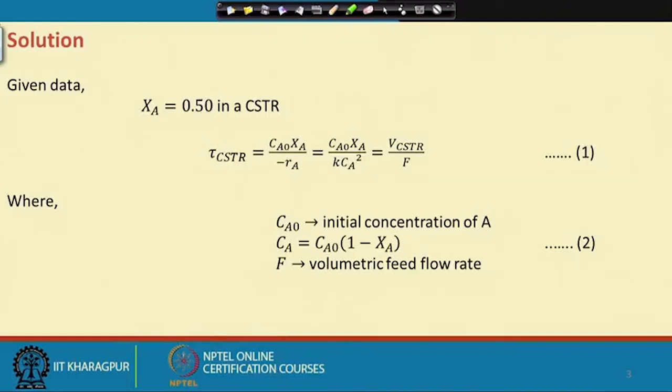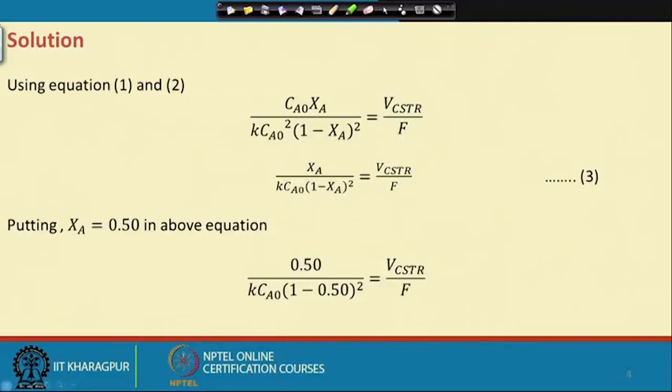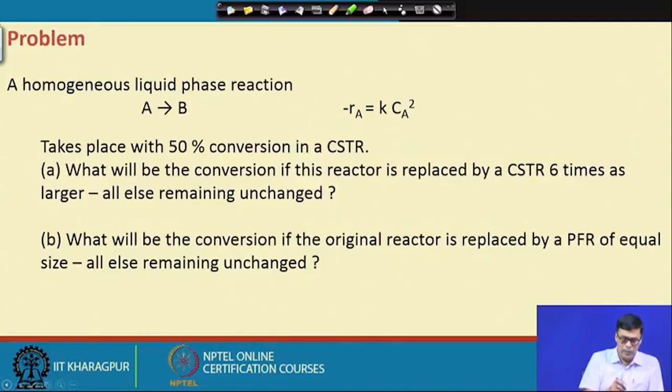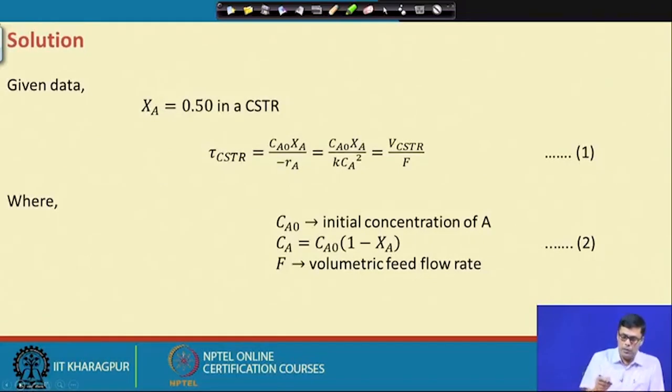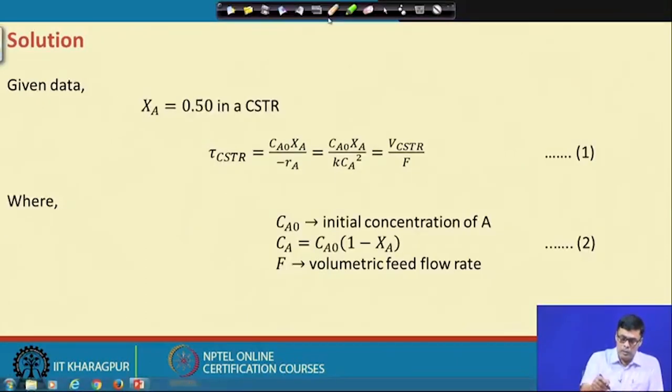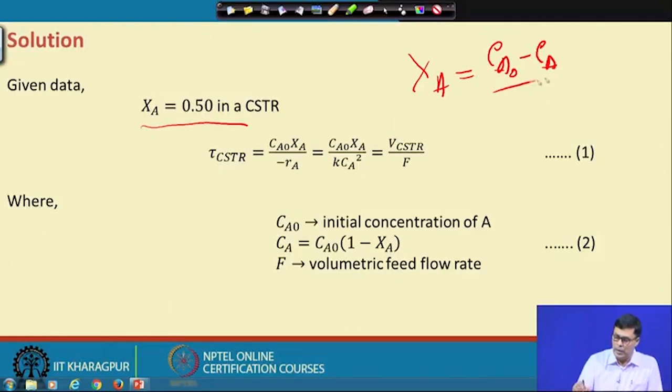So, first, in this problem, if you look at it, what is given? 50% conversion of substrate. Am I right? A 50% conversion of substrate means X A is 0.5. What is X A? X A, I told you previously several times, is C A 0 minus C A by C A 0. This is X A.